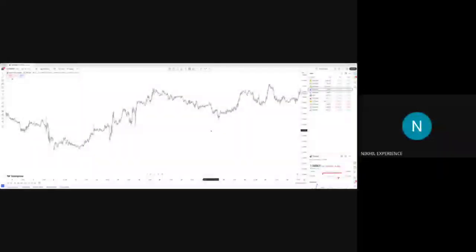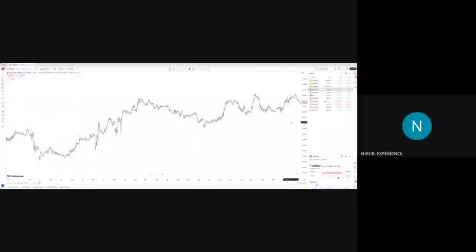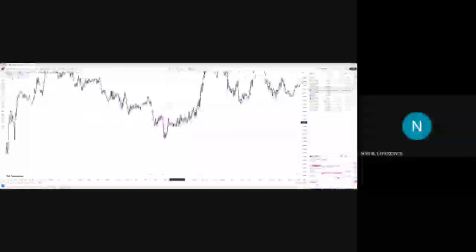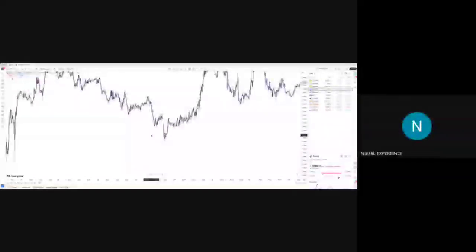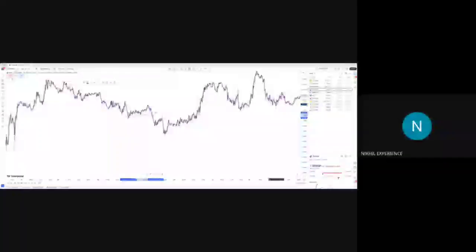So let's start with some of the continuation patterns here. Coming from a downtrend, although I don't think price retested this wedge. This wedge was not retested. Price did not retest it. This was supposed to be the retest, but it was not retested.